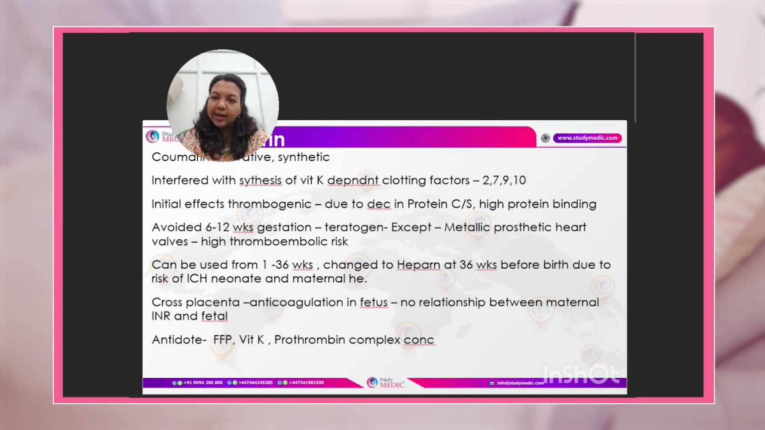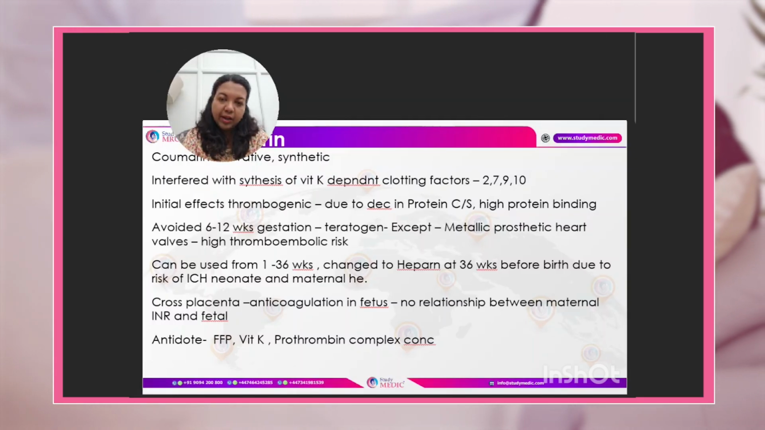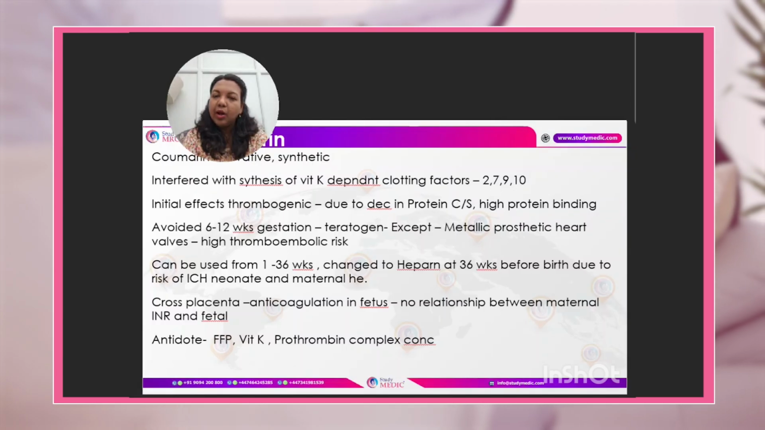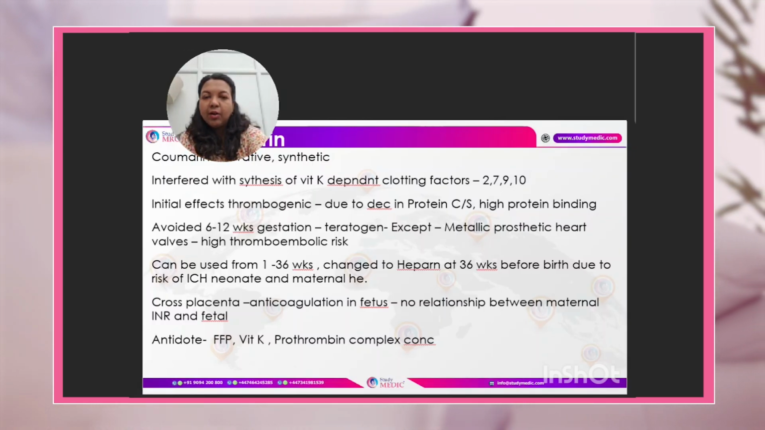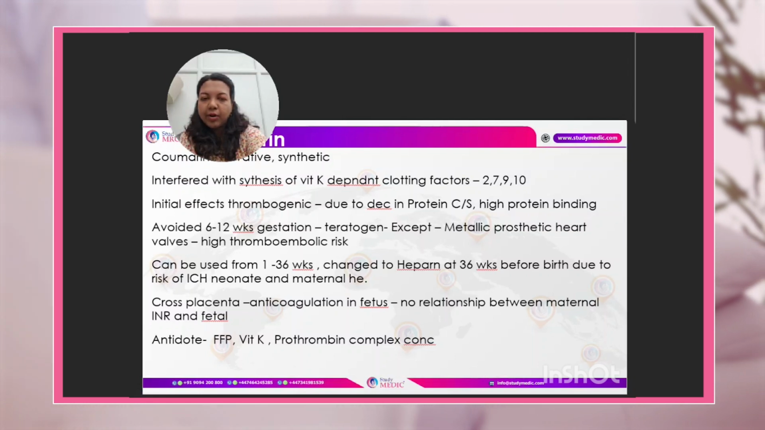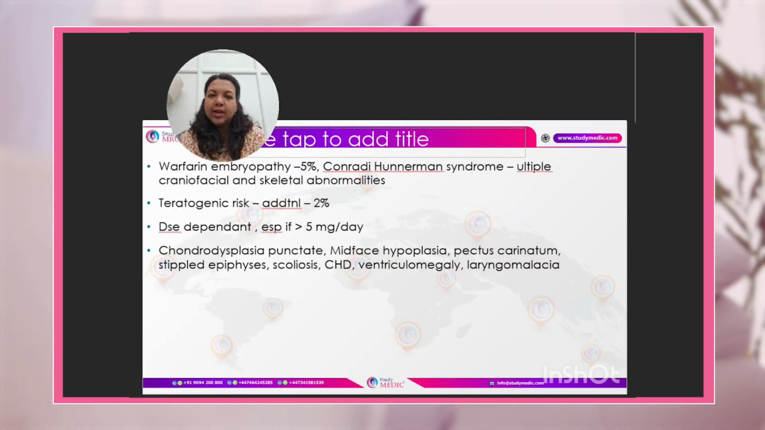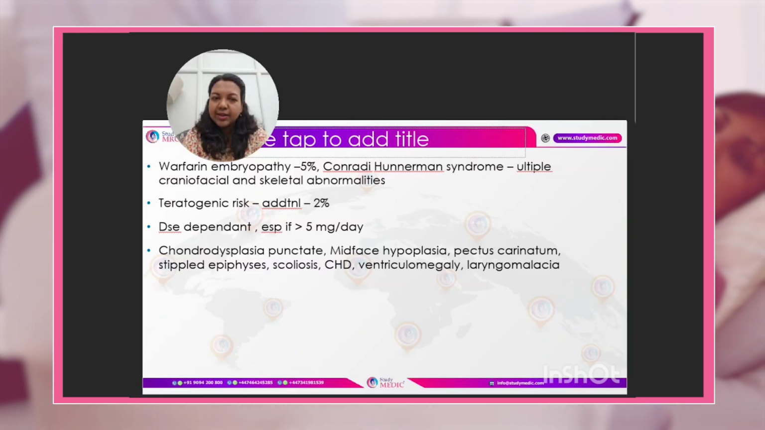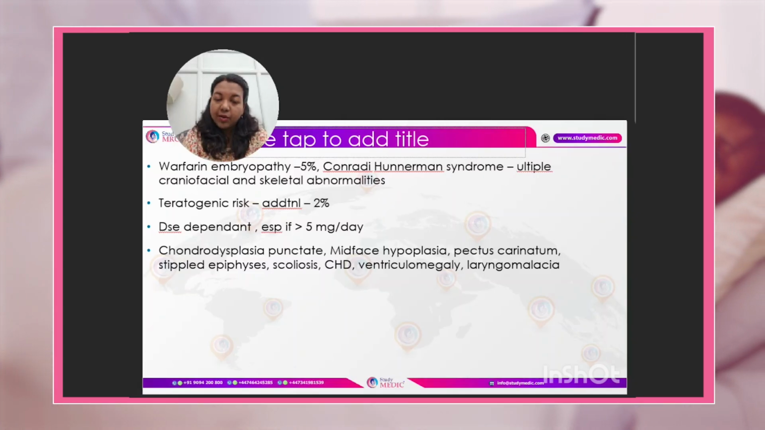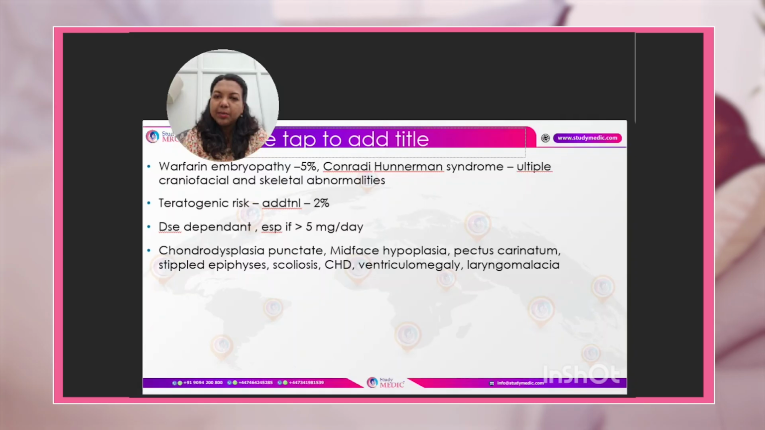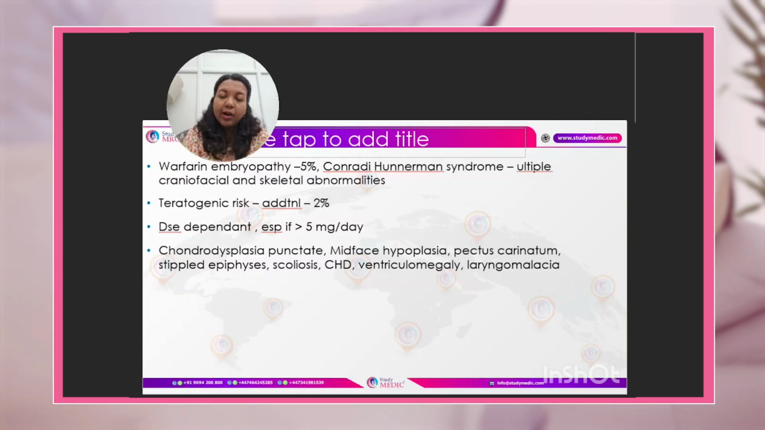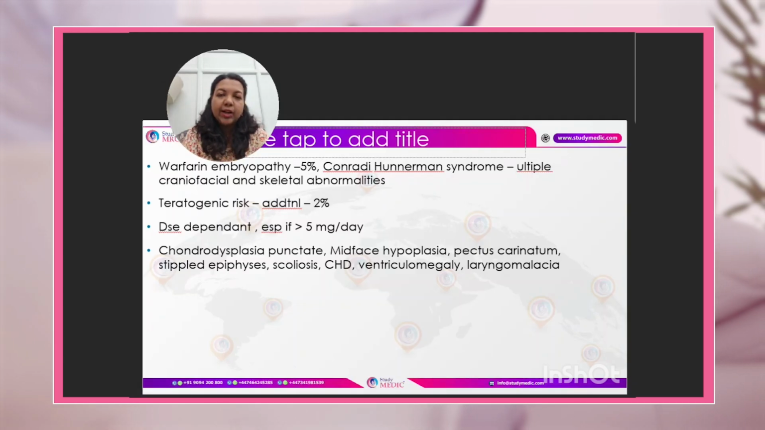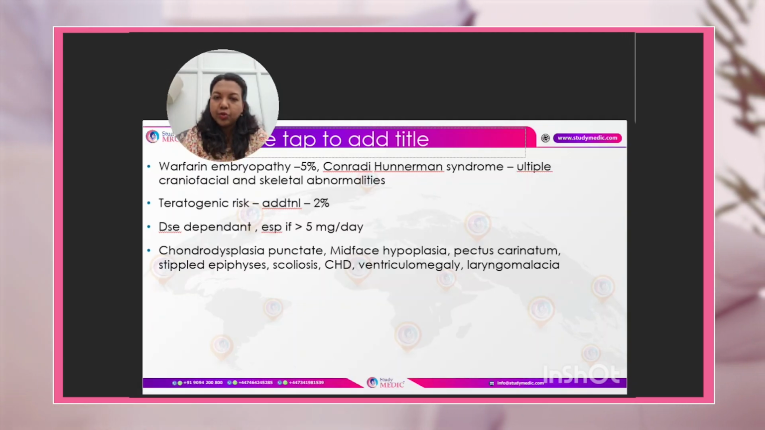Because with warfarin at higher dosages, especially more than 5 milligrams per day, and on a long term of more than 3 weeks, there is an increased risk of fetal warfarin syndrome, that is warfarin embryopathy, which has got a 5% risk, also known as Conradi-Hünermann syndrome, where there are multiple craniofacial and skeletal abnormalities. Compared to the background risk of the general population, the additional teratogenesis risk of warfarin is 2%.